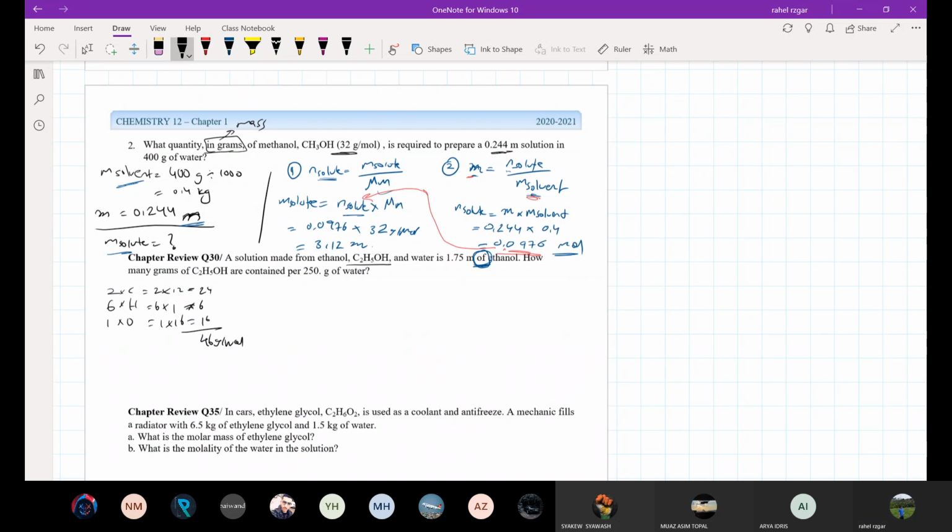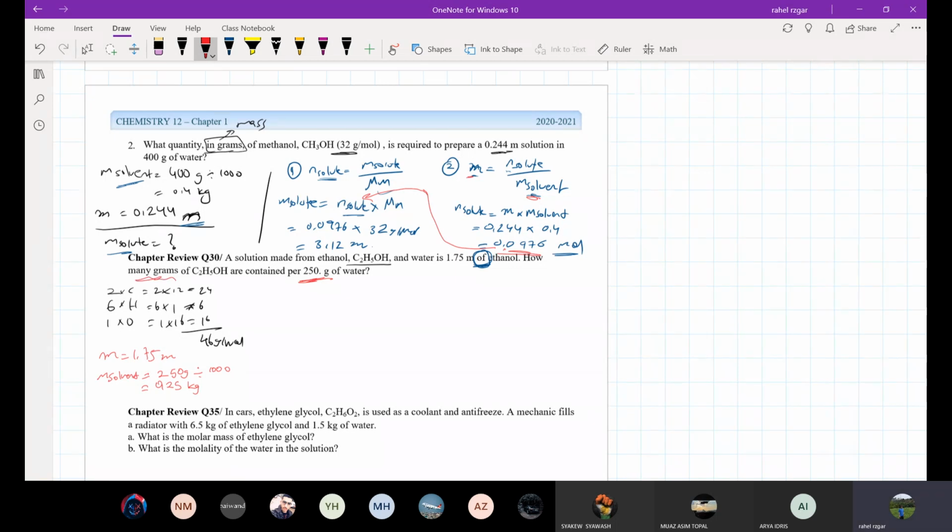And let's see what is given. Molality is given. Molality is 1.75 molal. Mass of solvent. So this water is the solvent here. It is 250 grams, which we have to convert to kilograms. Then it's equal to 0.25. Why? Because we are dividing it by 1000. It's 0.25 kilograms.